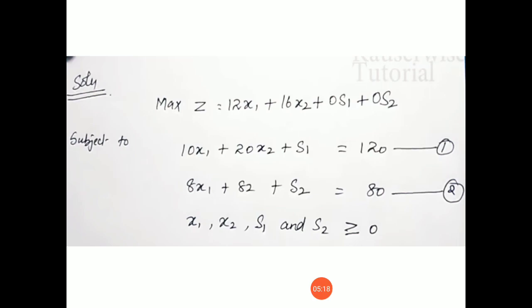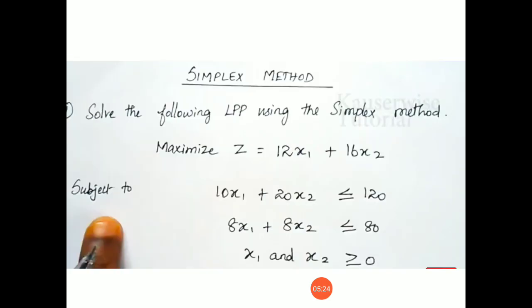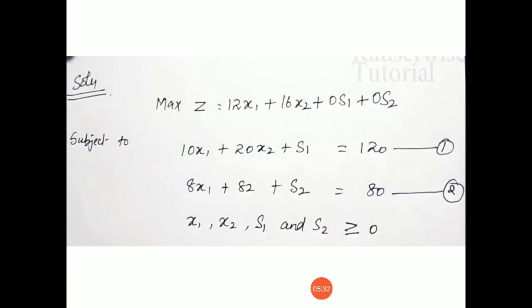Next step, as you can see, initially there were only two variables in the question, x1 and x2. Now, because I have introduced two slack variables, there are four variables, x1, x2, s1 and s2, and they are all greater than or equal to 0.